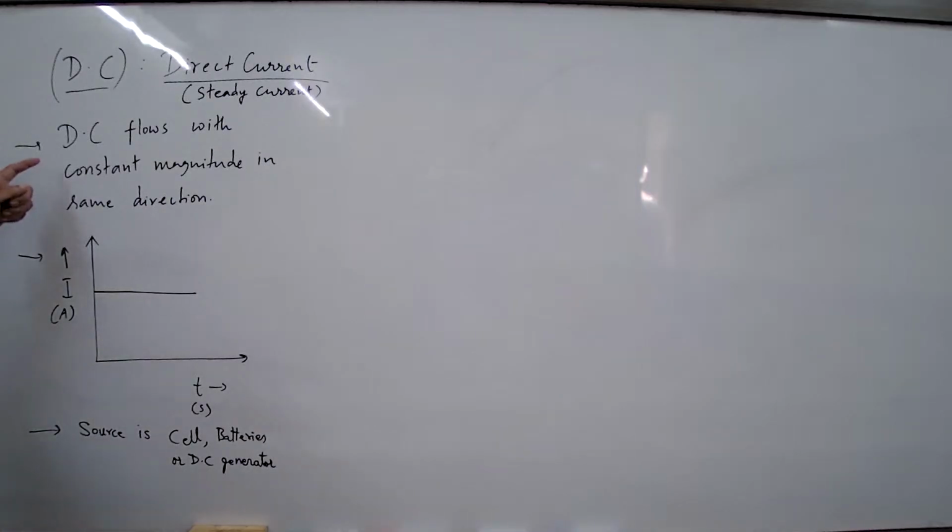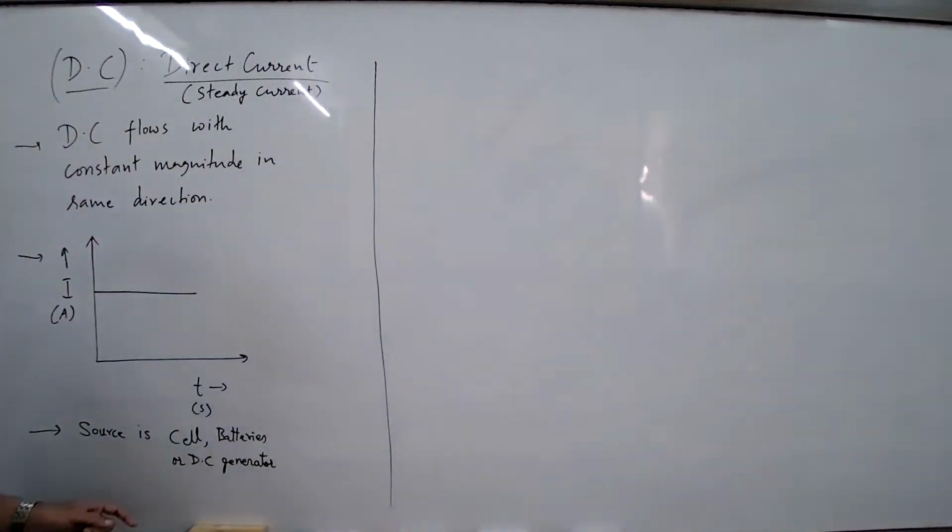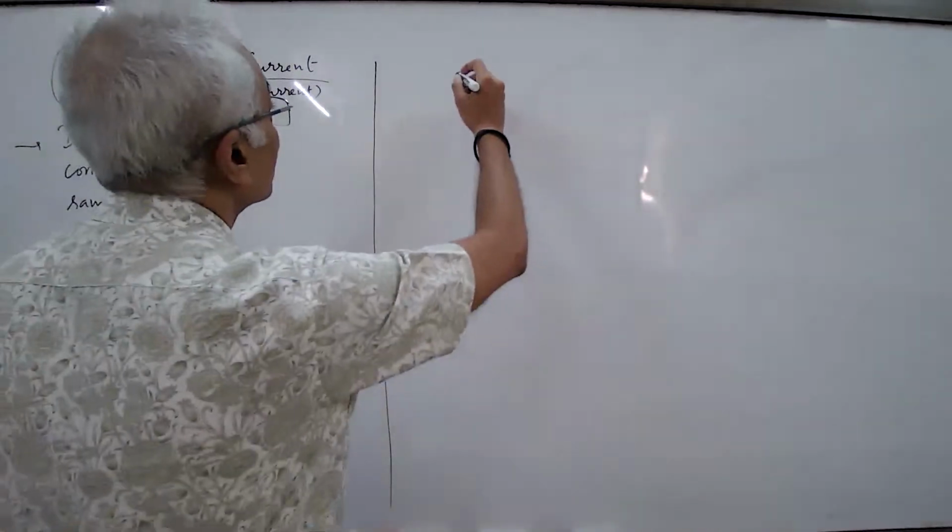Okay, so these are the key things that you should remember about DC current. Also, you cannot increase or decrease it. Whatever is the current in the circuit, that's all that the cell can provide. So you cannot increase it beyond the capacity of the cell. But let's look at what is AC.